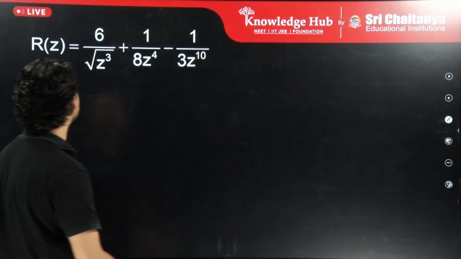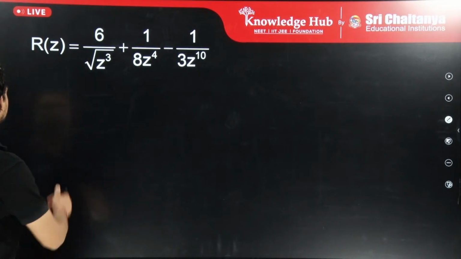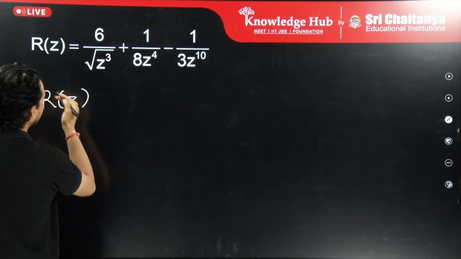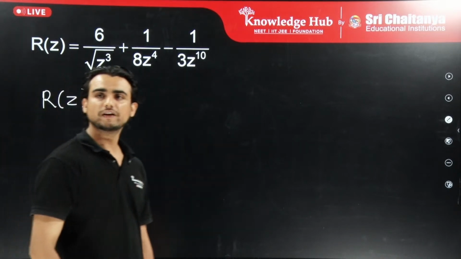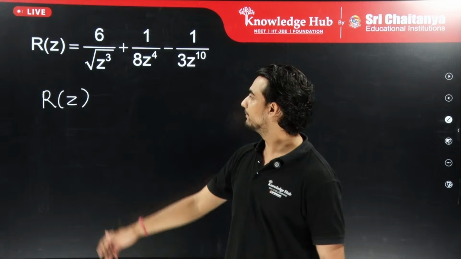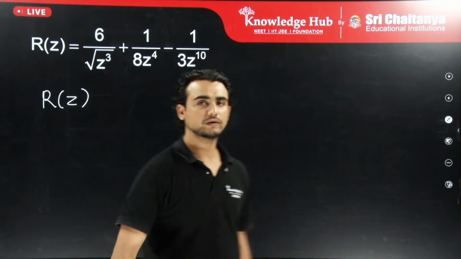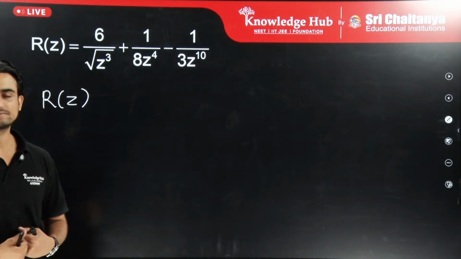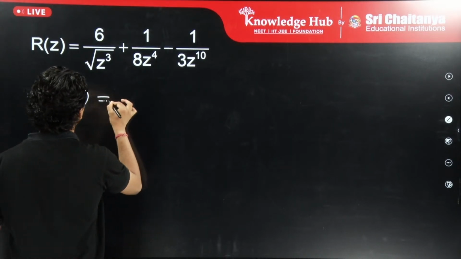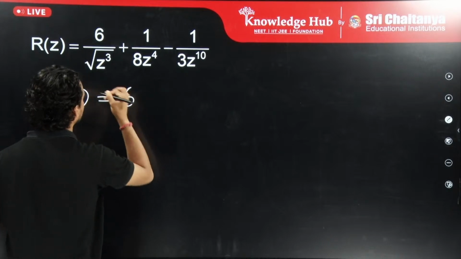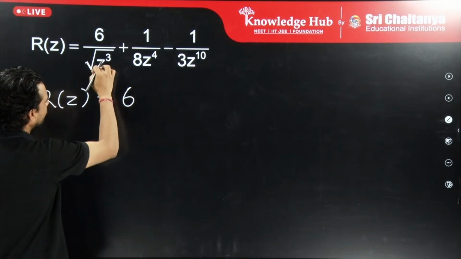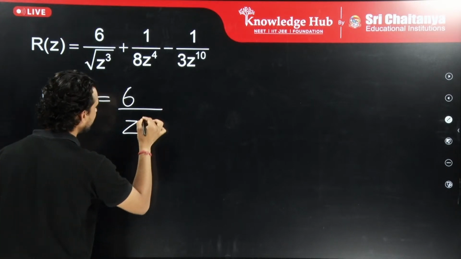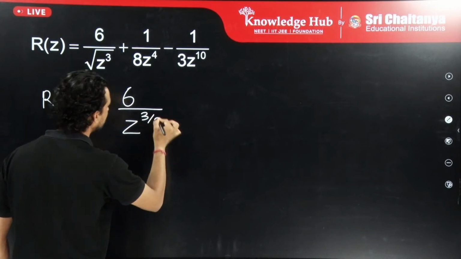Now, what about this question? So here, what is my input variable? My input variable is z. And what is my output variable? My output variable is r(z). Your function is not f(x), your function is r(z). Now, what can I write? 6 into the root of z cube, so root of z cube I can write as z raised to 3 by 2.